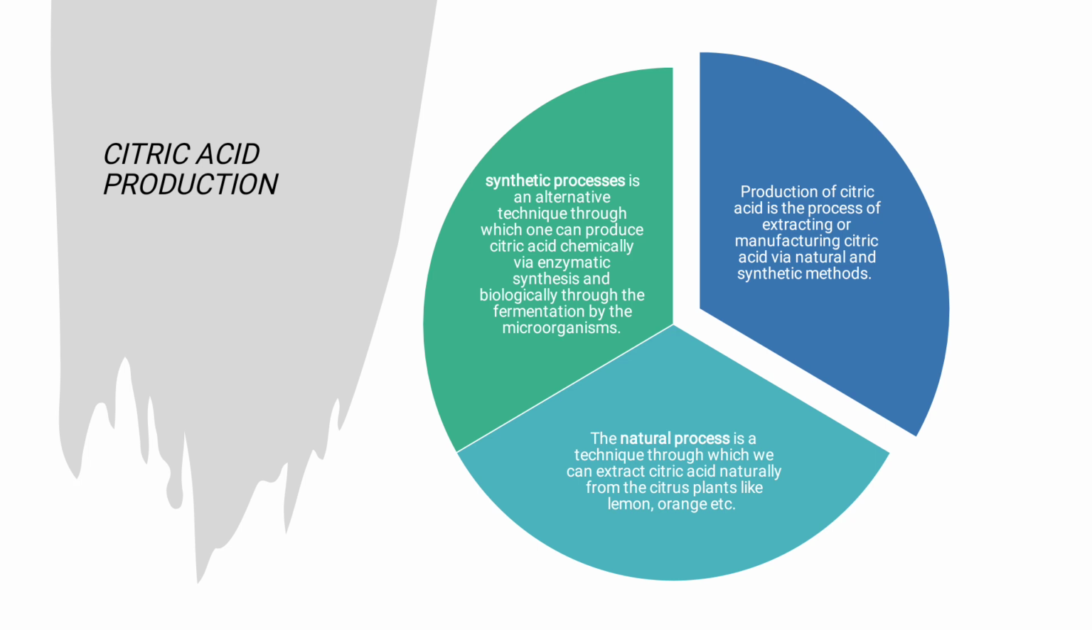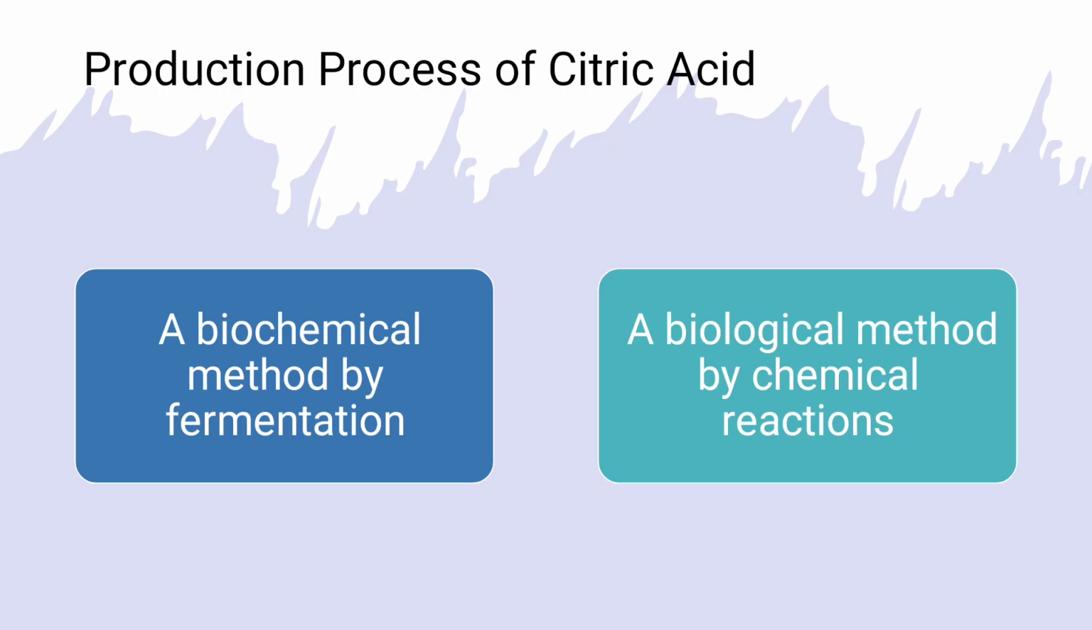Citric acid production. Production of citric acid is the process of extracting or manufacturing citric acid via natural and synthetic or chemical methods. The natural process is a technique through which we can extract citric acid naturally from citrus plants like lemon, orange, etc. The synthetic process is an alternative technique through which one can produce citric acid chemically via enzymatic synthesis and biologically through fermentation by microorganisms. Now let's see about the production process of citric acid. There are two types of production process: a biochemical method by fermentation, and a chemical method by chemical reaction.